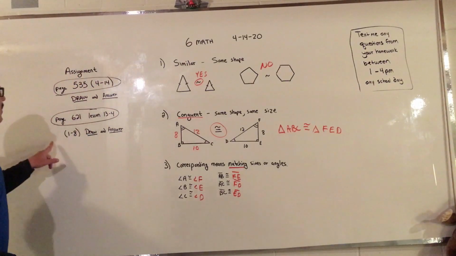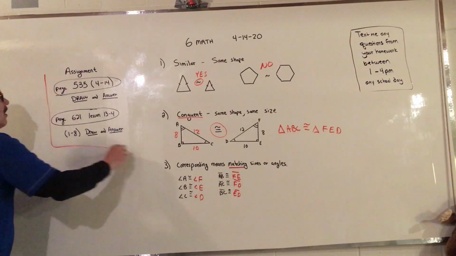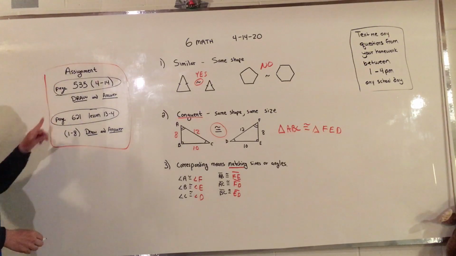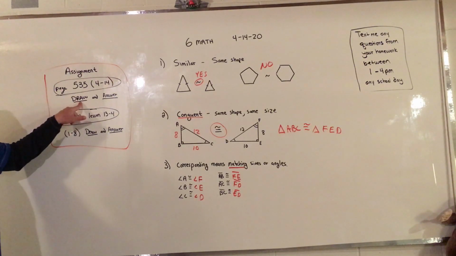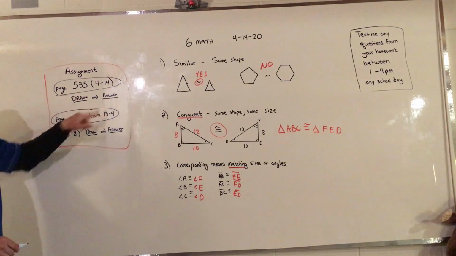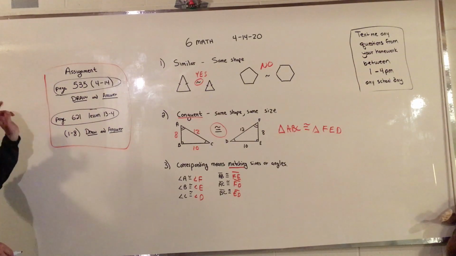Okay, and then today's assignment is right here. There's 2 different pages there. I want you to draw each shape that they give you. It doesn't have to be perfect. And then put the answer next to it.